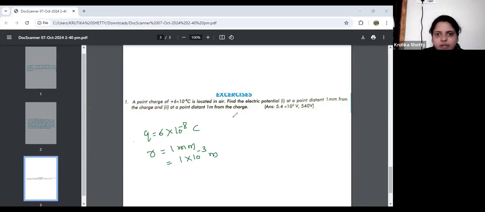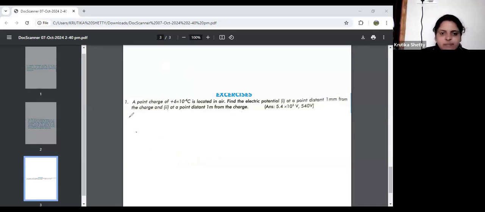And the next question, the second part, now the distance is how much? It is 1 meter. I'll just read out the question if it is not visible. A point charge of 6 into 10 raised to minus 8 coulomb in air, find the electric potential at a distance of 1 millimeter from the charge and at a distance of 1 meter from the charge. The charge given is 6 into 10 raised to minus 8 coulomb. First calculate the potential at 1 millimeter distance, second at 1 meter distance. Hope the question is clear to everyone.